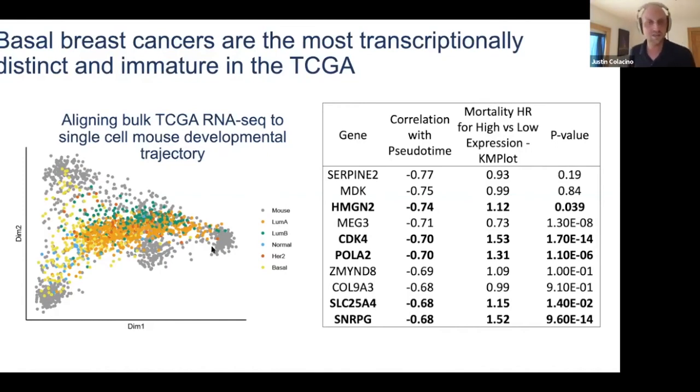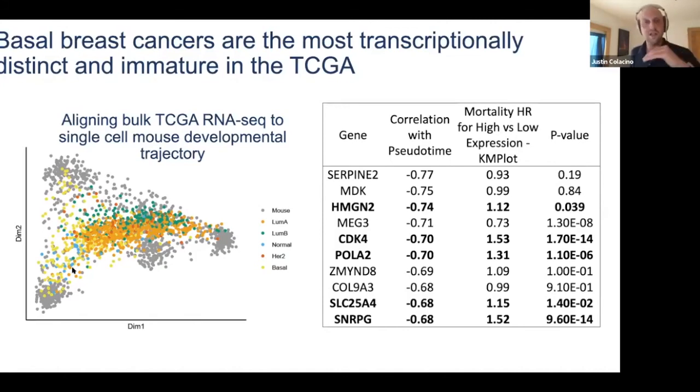And that's what we did here. It's over 1,000. This is bulk RNA sequencing of breast tumors from TCGA. So we can now take bulk data and align it to the single cell trajectory, which is pretty cool. And you can see that in general, cancers tend to be more developmentally immature, right?